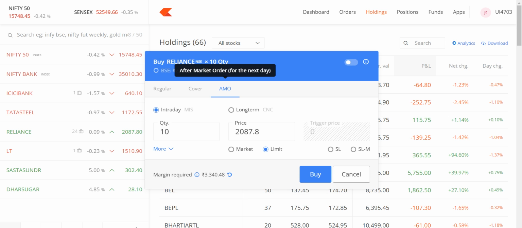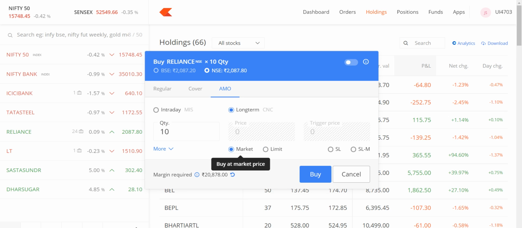So what you can do is place an AMO order after the market hours, and whatever quantity you require, you can change the quantity. Whatever the price, you can put it as the limit price, or you can place the order at market rate. Okay, whatever the market price, the opening price, you simply go with the market price, and the 10 stocks or 100 stocks of Reliance get bought tomorrow. Okay, for that you have to maintain this amount in your demat account.